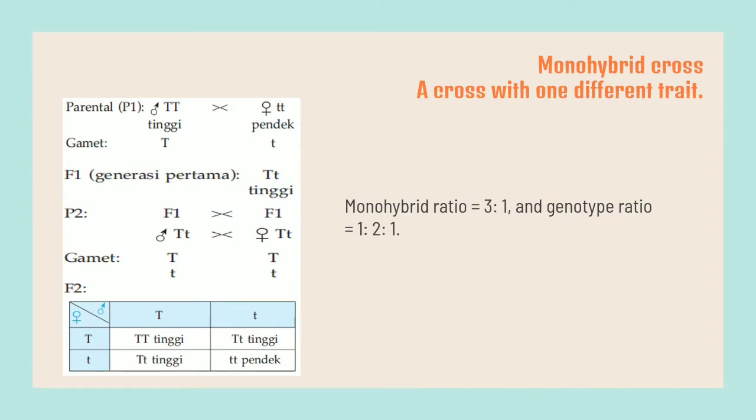Monohybrid cross: a cross with one different trait. Phenotype ratio 3 to 1 and genotype ratio 1 to 2 to 1. Example can be seen on the side.